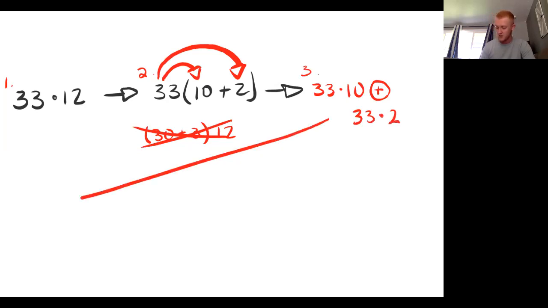Okay? So after we do that, we're going to go down to our next step of the problem, where we're going to actually multiply both parts of those to just have something plus something. So 33 times 10. I'm going to pause here to give you a couple seconds to figure that out, if you've already figured it out. Perfect.